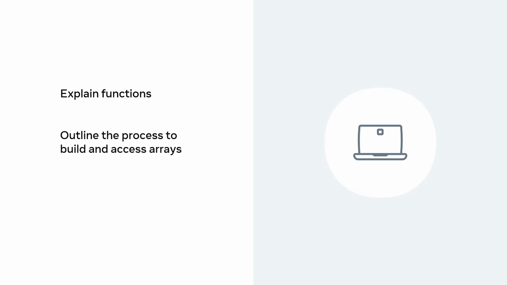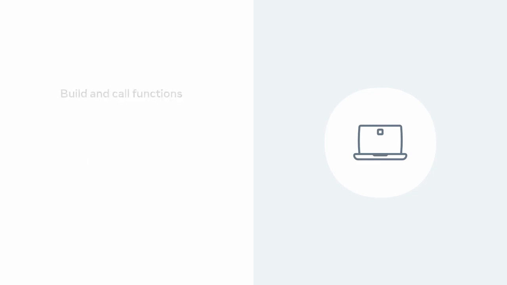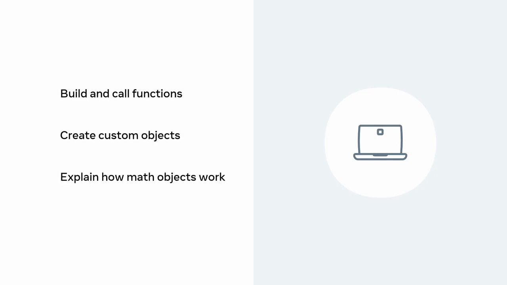In Module 2, you explored the building blocks of a program. You began this module with a lesson on arrays, objects, and functions. During this lesson, you learned how to explain the purpose of functions and describe their benefits, outline the process for building an array and accessing its contents. And you now understand the array characteristics and concatenation operators of strings. And you can now also build and call functions, create custom objects, explain how math objects work, and interact with arrays and objects. You then moved on to the next lesson, in which you explored the concept of error prevention.